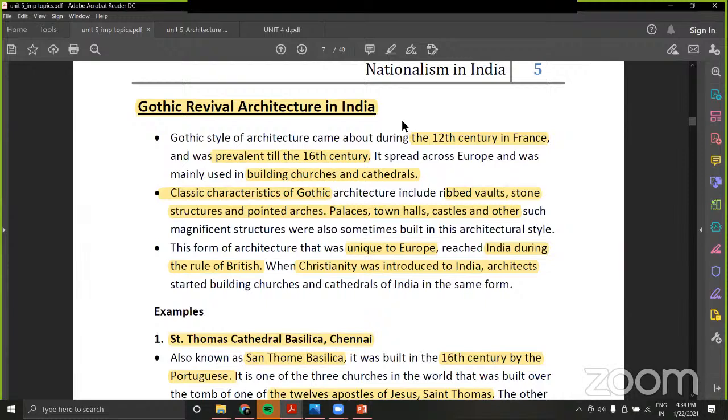This form of architecture, unique to Europe, reached India during the rule of the British. When Christianity was introduced in India, architects started building churches and cathedrals in India in the same form. So after the introduction of Gothic revival architecture, people started building according to Gothic and Greek styles of buildings in India.